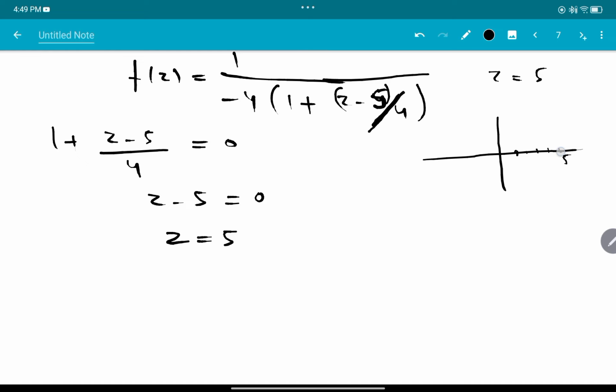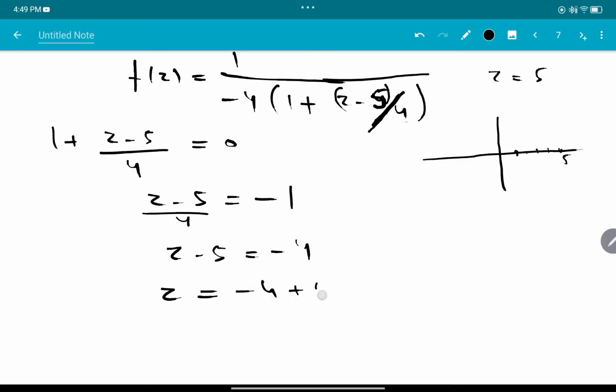Sorry, I had forgotten this. I have to take this here: (z minus 5) divided by 4 is equal to minus 1. That is z minus 5 is equal to minus 1 into 4, minus 4. z is equal to minus 4 plus 5. That is, z is equal to 1. At z equal to 1, it will have a singularity.